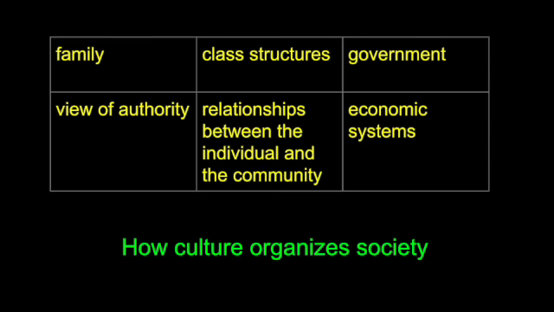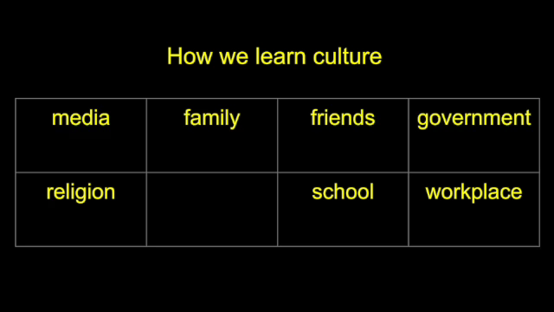Culture organizes society, and we can see that humans live in a community, and the community gets a structure through these various ways that culture organizes things. So all of these factors come together to create an organization. Human beings live in community, and they organize their community.